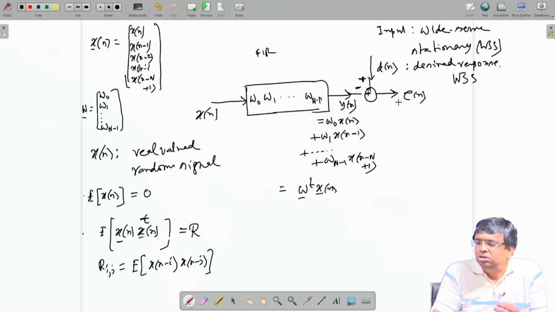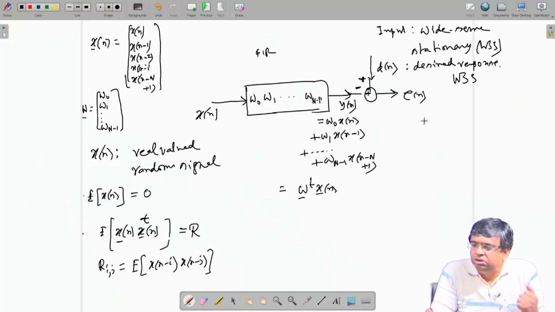So just the square of e n, the power, is not enough, because I have to see it statistically. Because it is a random thing, maybe at some particular observation time the power may be less, and next time when you observe, the power may be high. That is why, instead of taking just e square n, we measure its average power, the expected power, and this we minimize.